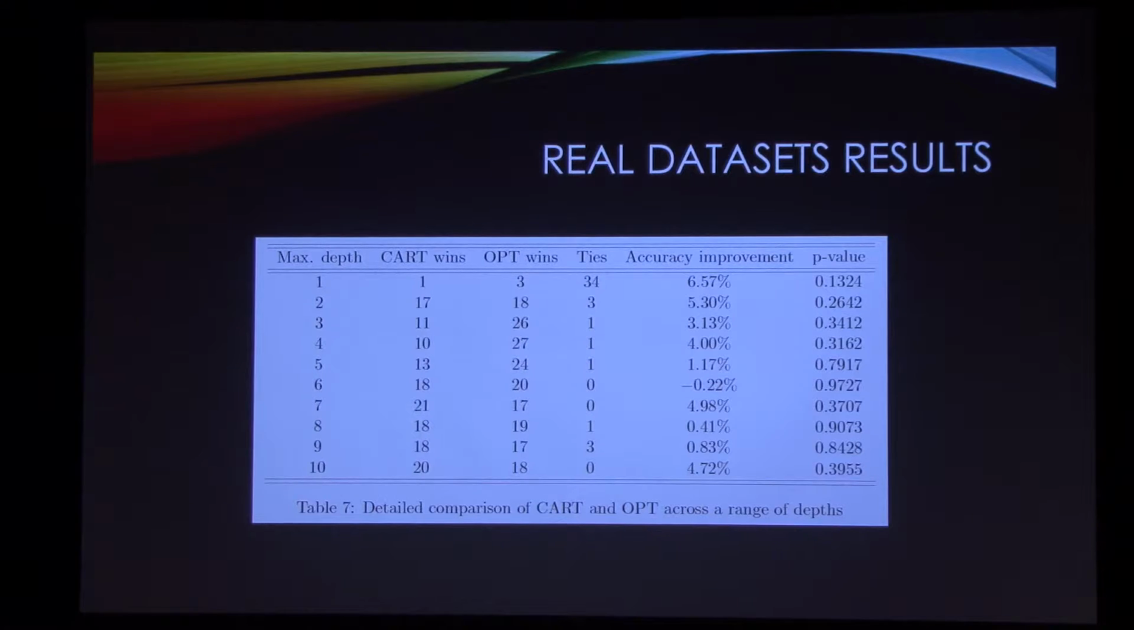Here's a summary. So on the left, we have this column called maximum depth. And so at a maximum depth of 10, we allow both CART and our algorithm to choose a depth anywhere from 1 to 10. At a maximum depth of 5, we allow CART and our algorithm to choose a maximum depth of anywhere from 1 to 5, and so on. We give the number of times CART outperforms our algorithm, number of times our algorithm outperforms CART, number of ties, the accuracy improvement percentage, and also the p-value. The p-value is a measurement that allows us to look at the statistical significance of these results.